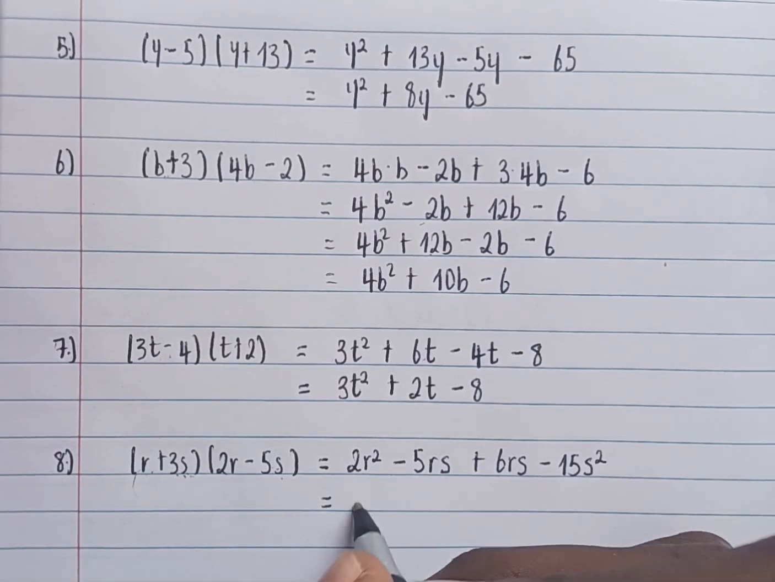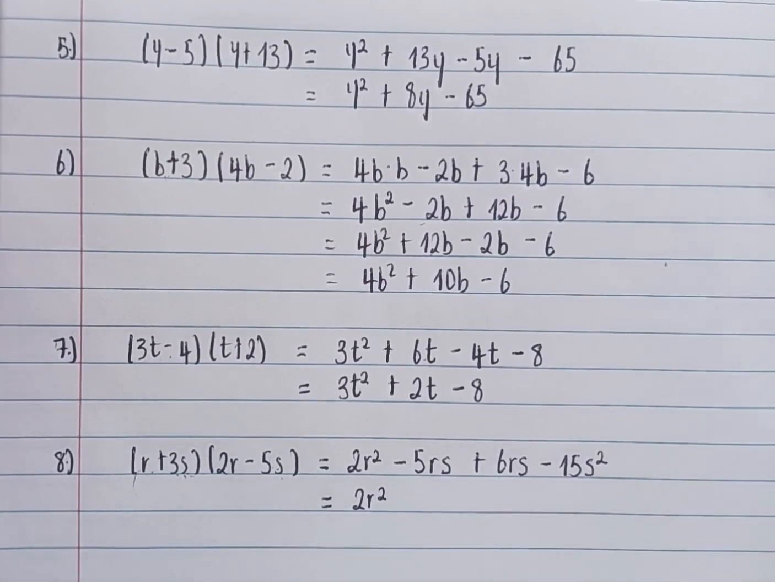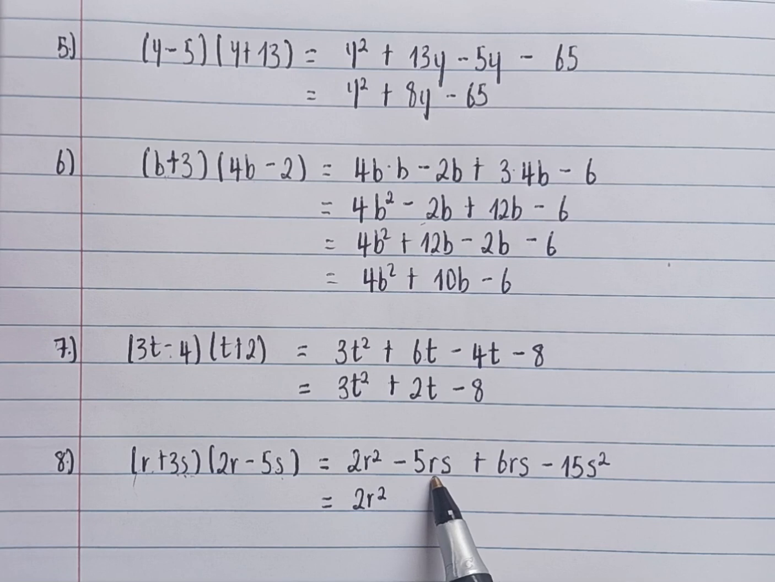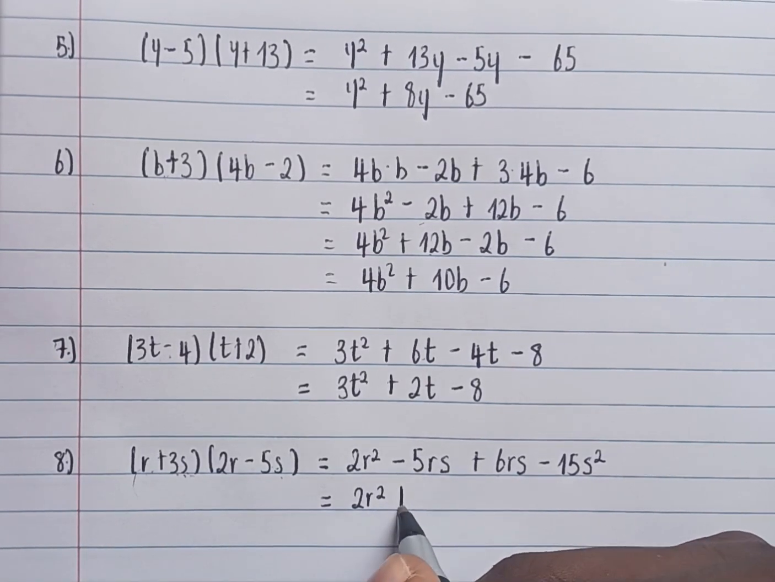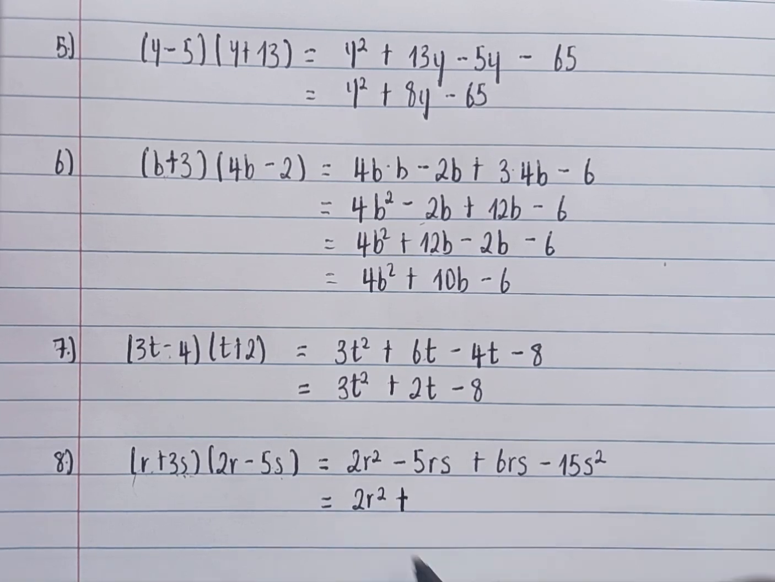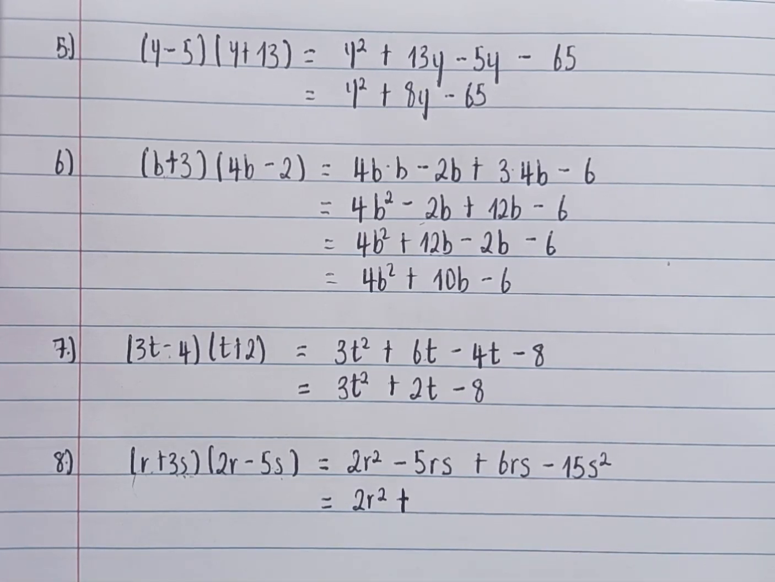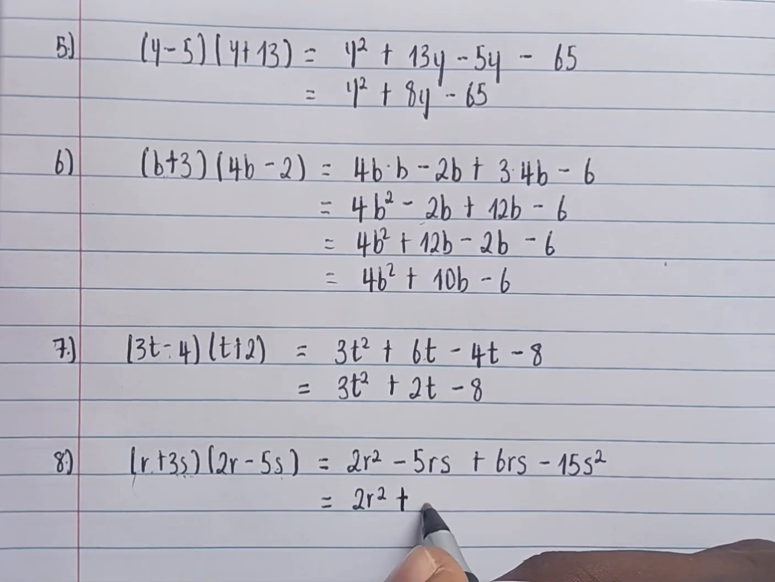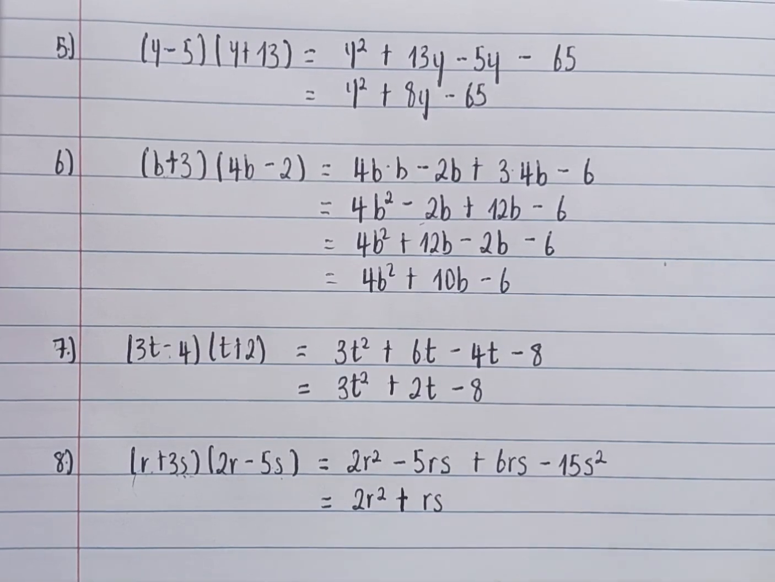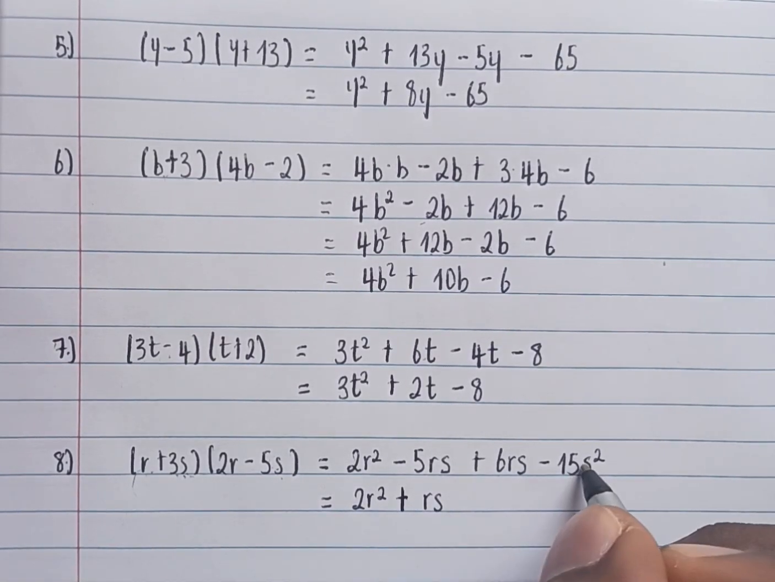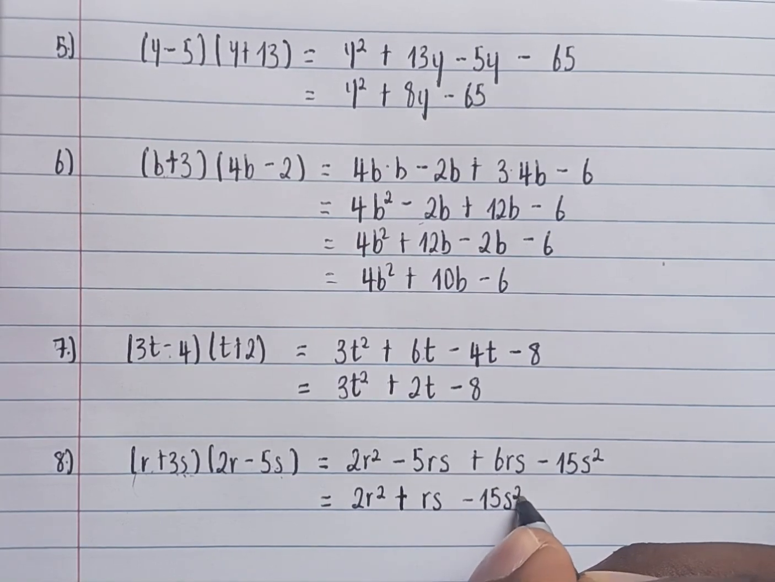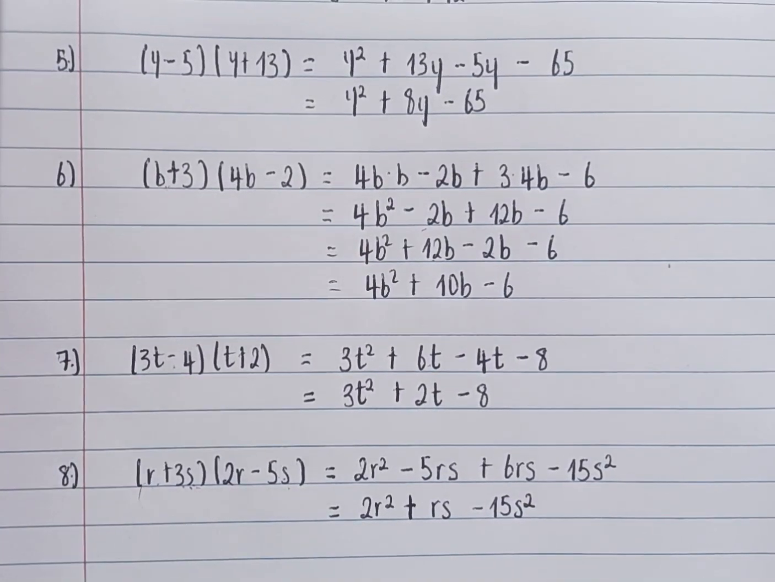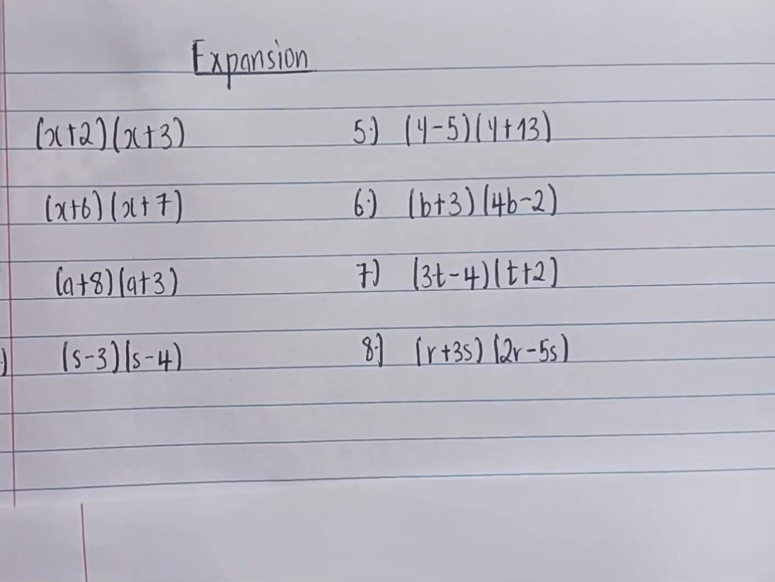So this equals, we have 2r squared. Now we have minus 5rs plus 6rs, which is 1. And remember from our previous lessons, when the coefficient is 1, there's no need for us to put a coefficient. So here is simply rs. And we're left with minus 15s squared. And that's it, guys. Well done.